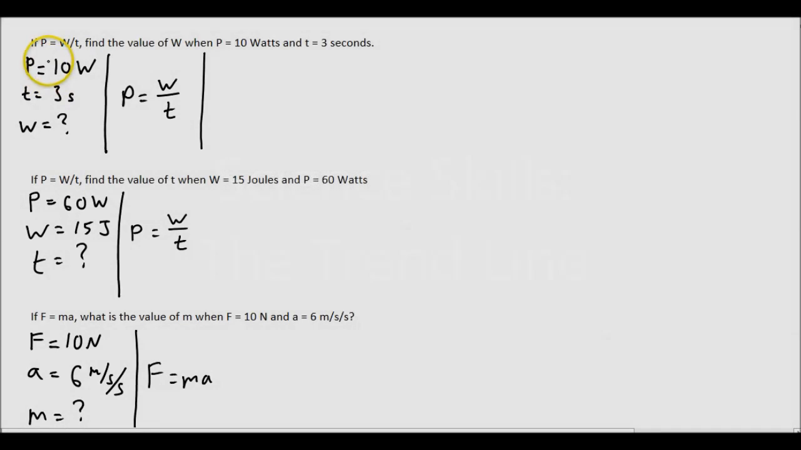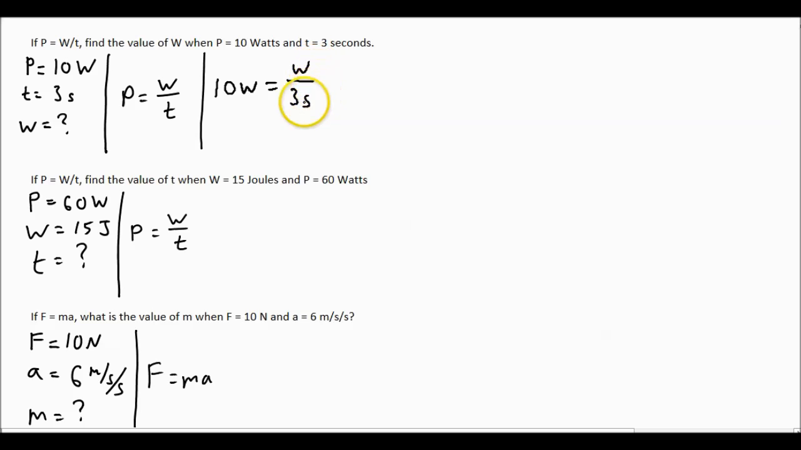So at this time we have power, we have time, and we have to solve for work. We have our equation because we have these three variables and we looked on our equation sheet. And so at this point we're going to substitute our numbers for our variables. So power is 10 watts is equal to work, which is our unknown, divided by time, which is 3 seconds. So now we have to solve for work.